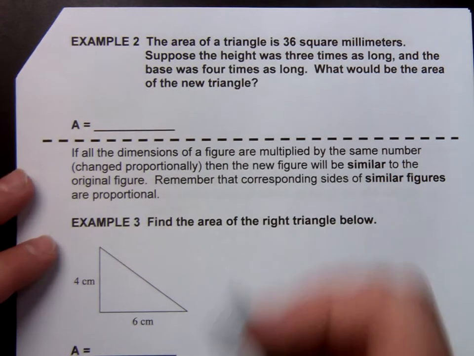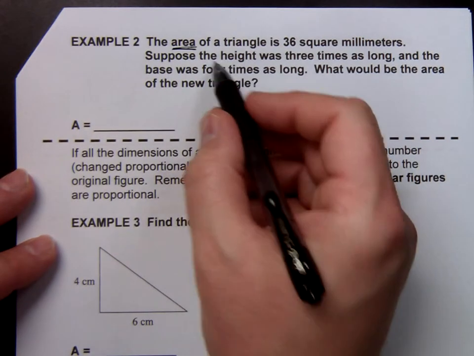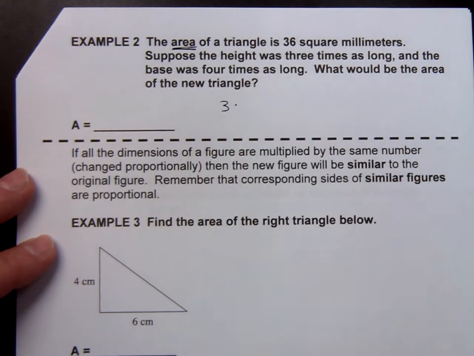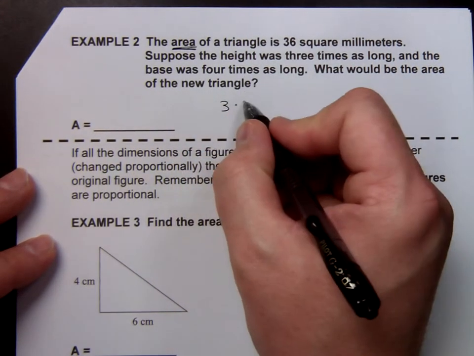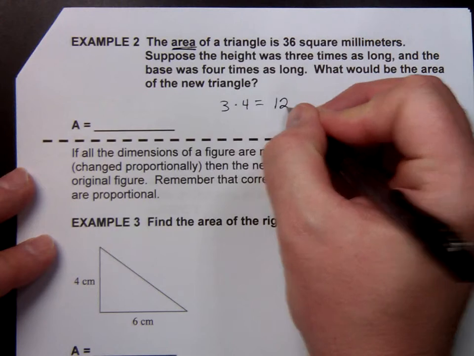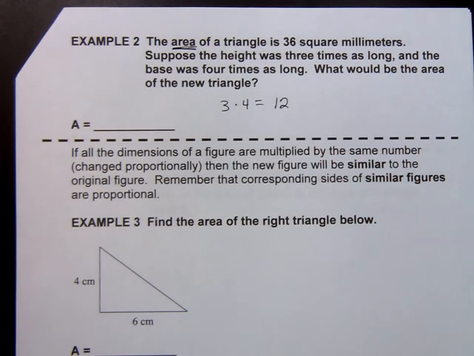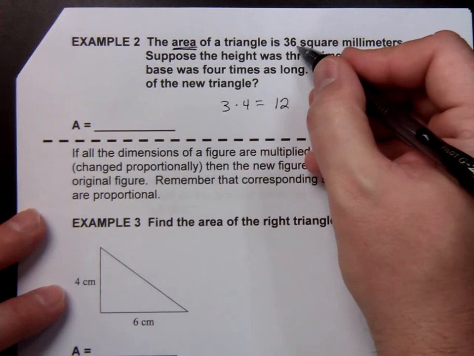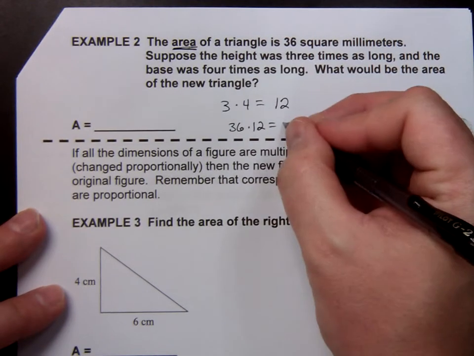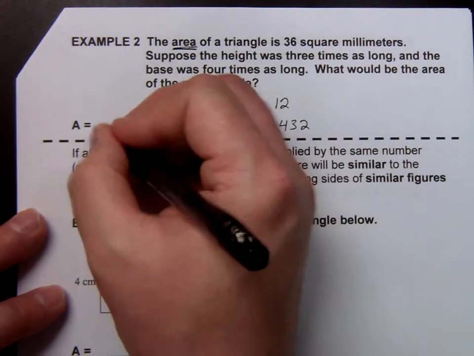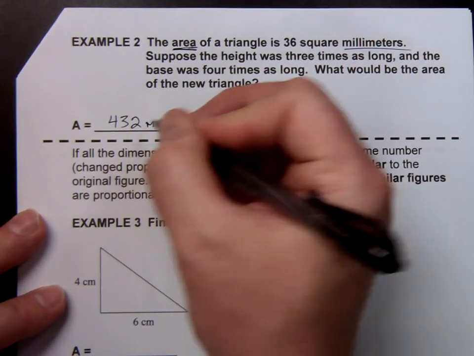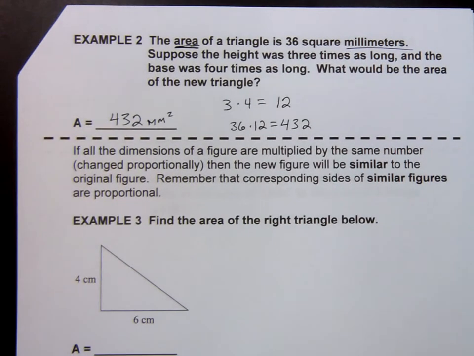But I know that area is always a two-dimensional measurement. And the two dimensions here are the height and the base. So the height is 3 times as long, it's being multiplied by 3. The base is 4 times as long, it's being multiplied by 4. So remember, if I take the change in each of the two dimensions and multiply them, I'll find the change in the area. So I know the area is going to be 12 times bigger. So if I want to find that new area, I just need to take the original area and multiply it by 12. So 36 times 12 is 432. And this was in millimeters. And so for area, that will be millimeters squared, because area is always two dimensions. It's always units squared.